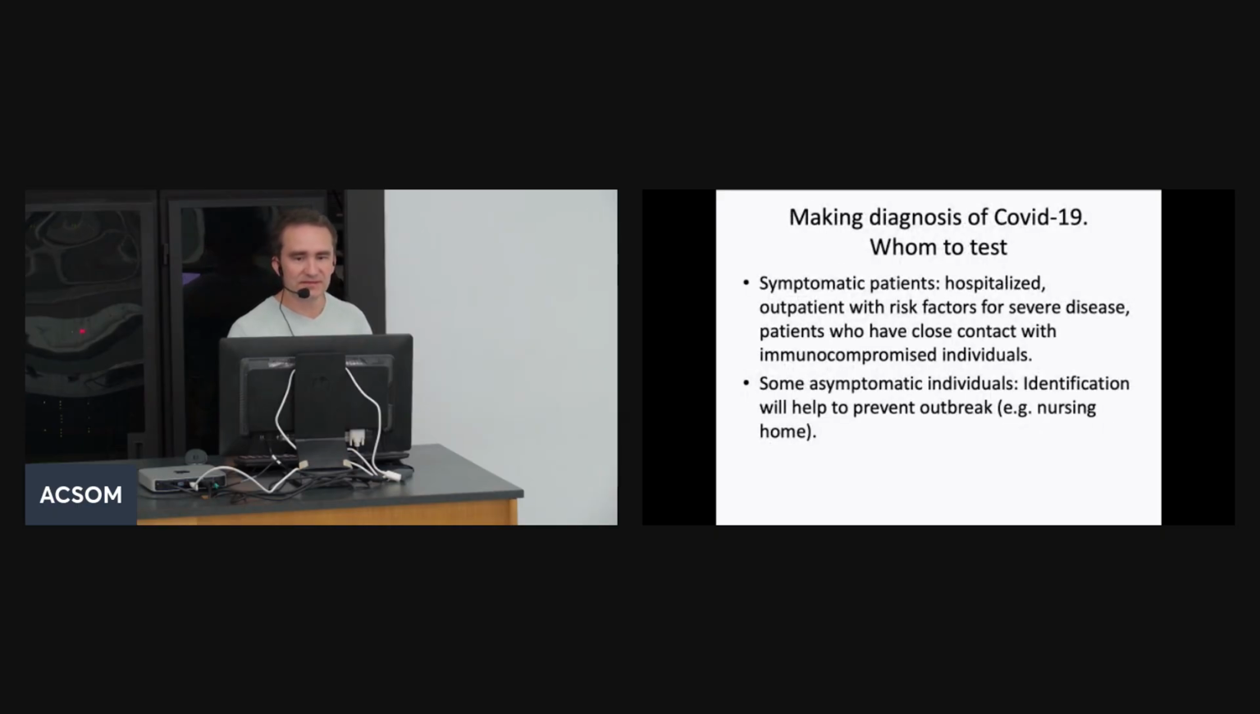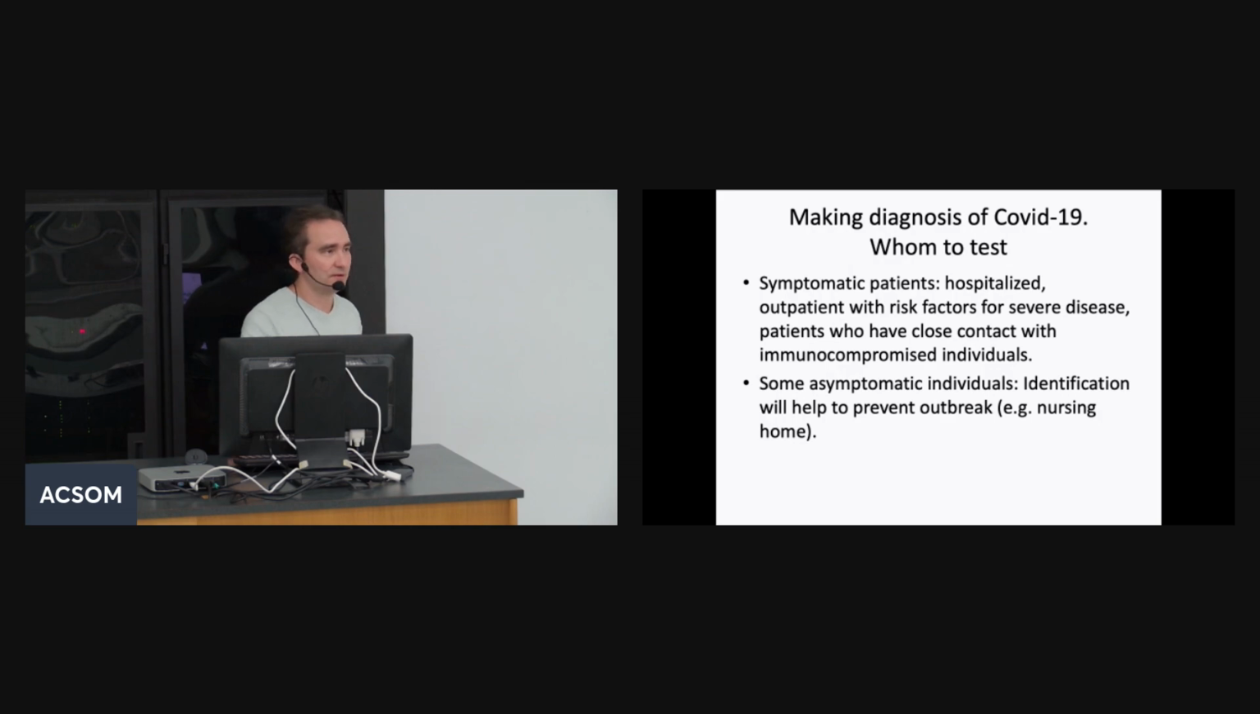So, making the diagnosis of COVID. Whom do we test? If somebody is symptomatic, especially if they are hospitalized, you need to know if they have coronavirus or not, because you need to isolate these people. You don't want the infection to spread throughout the hospital. If somebody is an outpatient, not hospitalized, but has risk factors for severe disease like obesity, diabetes, older age, and patients who have close contact with immunocompromised individuals.